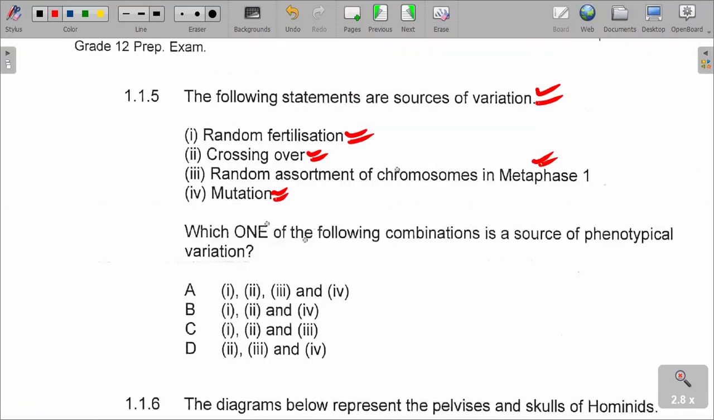But which of the following combinations is a source of phenotypic variation? We are talking about the physical appearance of the organisms. Which of the following results in the physical appearance of the organisms? A combination of sources of variation.